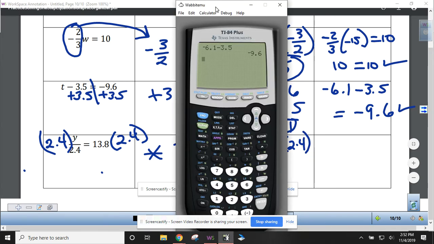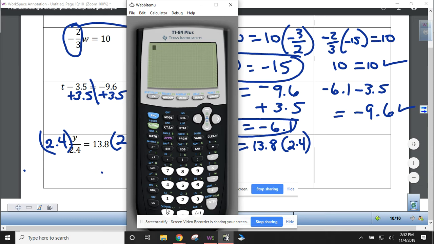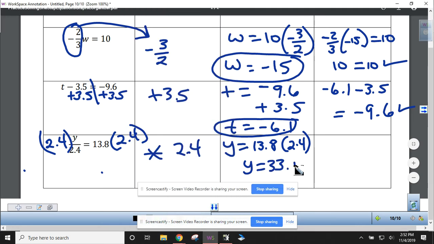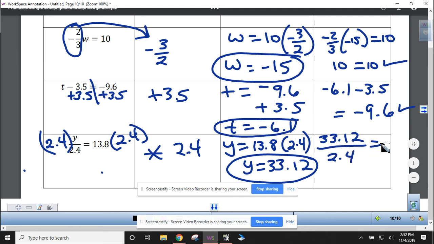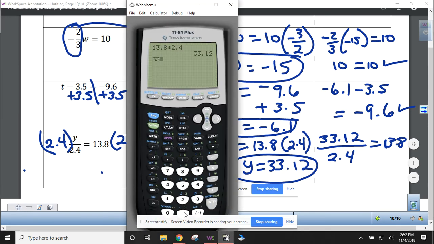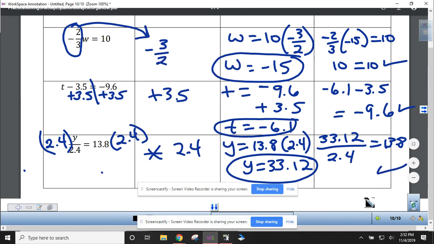Get out my calculator. 13.8 times 2.4, and I get y equals 33.12. And then I would substitute that back, 33.12. I would divide by 2.4. See if I get 13.8. 33.12 divided by 2.4. And I do get 13.8, so my solution is correct.